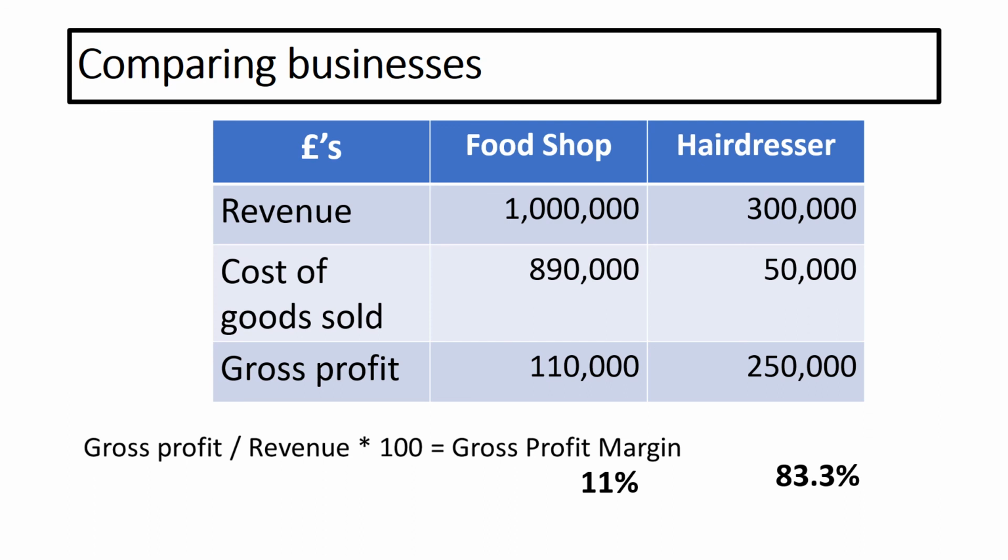But we can't really comment on this because they're in totally different businesses. The cost of goods sold for hairdressing is just a little bit of shampoo, really, whereas the food shop, they're buying all the food in and putting it on the shelves. So please be very, very careful when we're comparing the gross profit margin of businesses which are in different fields. It is not easy to compare this way, but you can, of course, if we had two food shops, compare their gross profit margin, and that would be perfectly allowable.